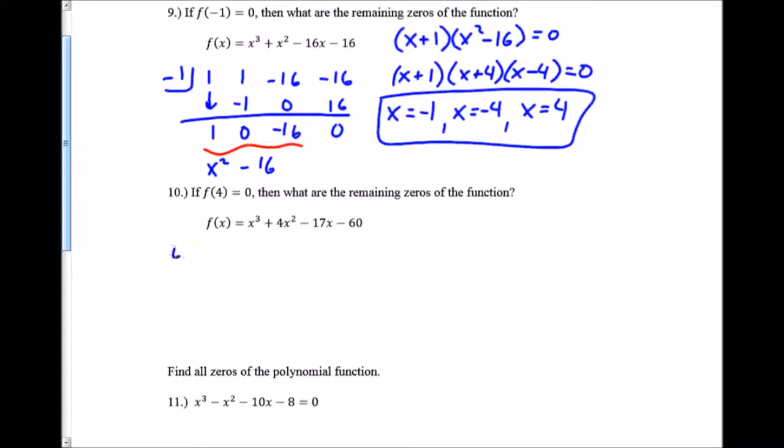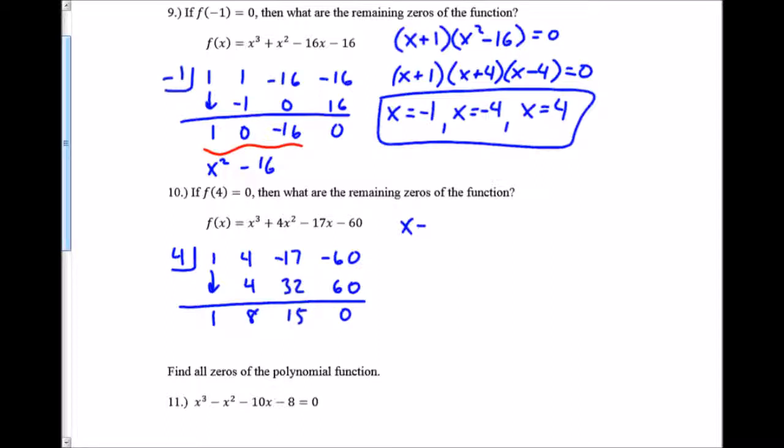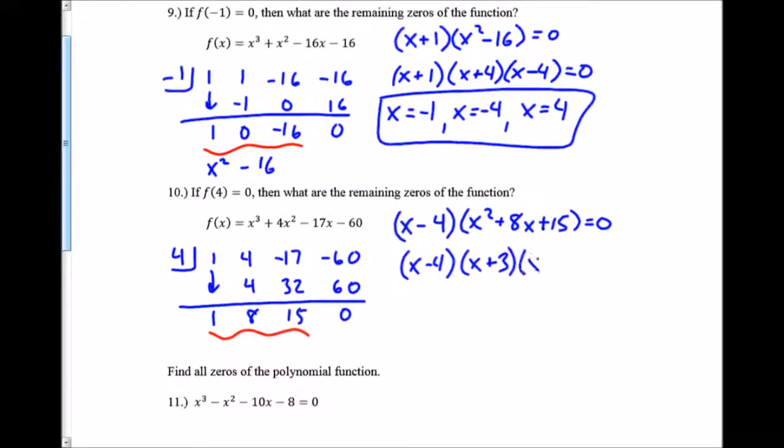In the next one, it's very similar. I'm giving you the fact that 4 is one of the zeros. I can divide that out and essentially use that to factor this thing. And it's not surprising that I get a 0 there. But x equaling a 4 means that x minus 4 is one of my factors. My other factor, once again, is written right here. That's an x squared plus 8x plus 15. And now I can finish factoring this thing. X squared plus 8x plus 15 factors into an x plus 3 and an x plus 5.